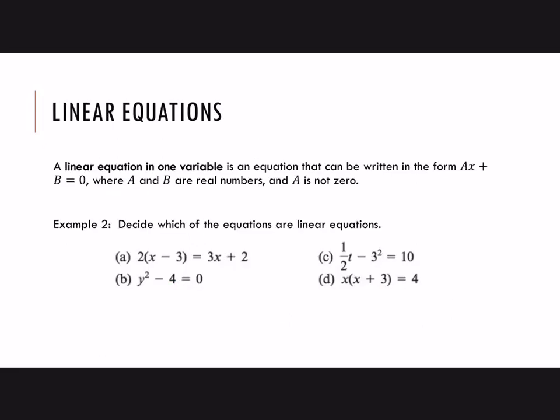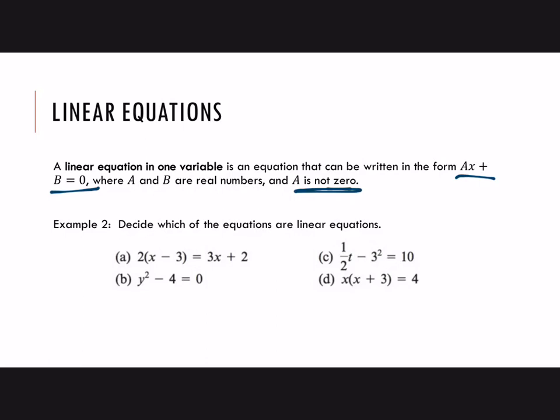Okay, linear equations. We mentioned before there are linear equations and quadratic equations. A linear equation in one variable is an equation that can be written in the form ax plus b equals 0, where a and b are real numbers, and a is not 0. If a was 0, we wouldn't even see an x in this equation, and then it's not linear. So that requirement just guarantees that we do have that variable x.